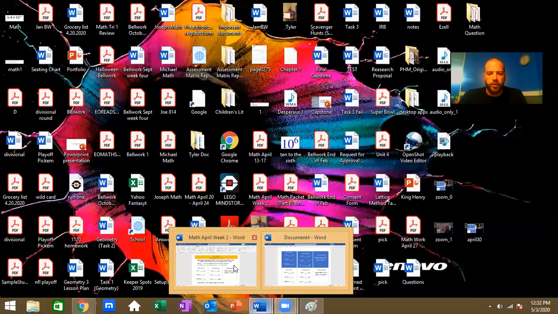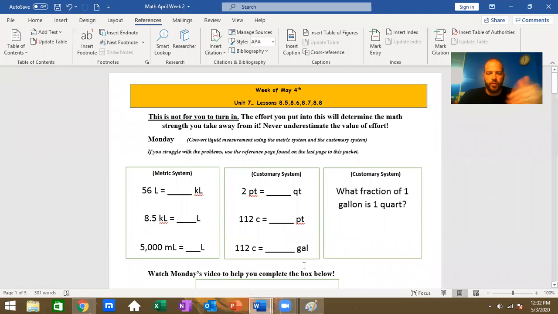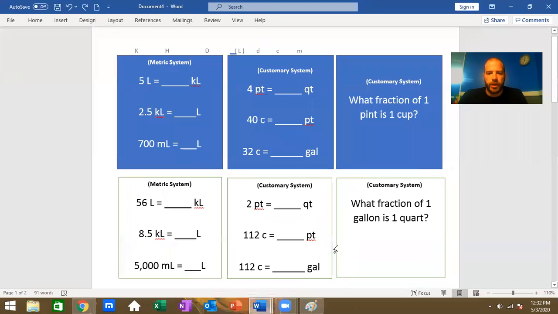So today we're going to talk about measuring liquid capacity, right? Like right now, I'm drinking a cup of coffee. That coffee could be measured using both or either the metric system or customary units. Okay, so today let's start rocking and rolling here. We are going to share the screen and look at the worksheet that I made for this week.